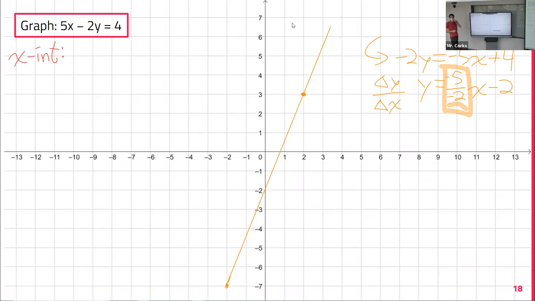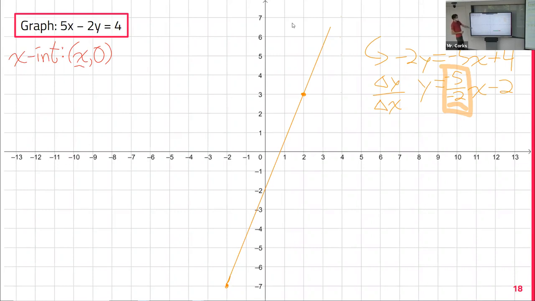What do we know about the x-intercept? Any x-intercept, what will always be true? When y equals 0. Okay, that's the thing. Y will be 0. The coordinates, it's always x, comma, 0. We don't know the x, but y will always be 0. So this is a pair, right?